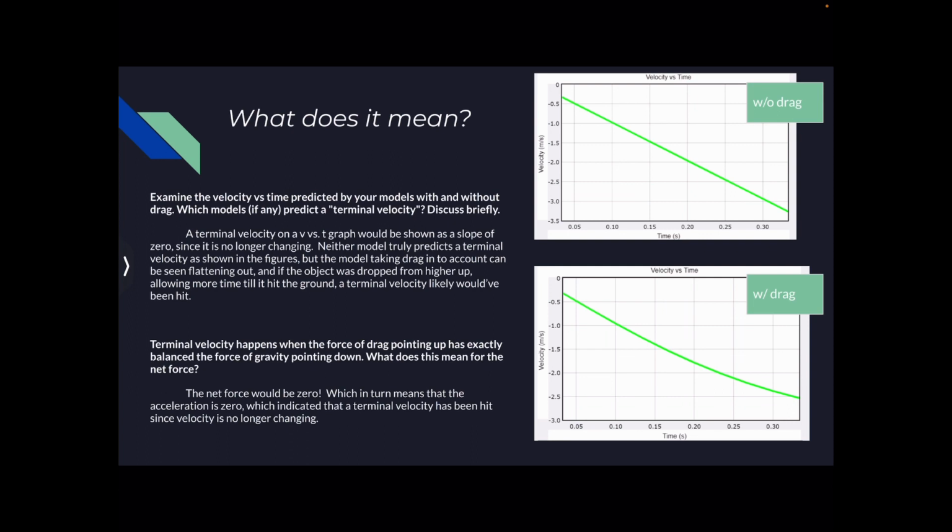Well, a terminal velocity on a velocity versus time graph would be shown as a slope of 0 since it is no longer changing. Neither model truly predicts a terminal velocity as shown in the figures, but the model taking drag into account can be seen flattening out, and if the object was dropped from higher up, which would then allow it more time to hit the ground, a terminal velocity likely would have been hit. Since terminal velocity happens when the force of drag up equals the force of gravity down, this means that the net force would be 0, which in turn means that the acceleration is 0, which makes sense because a terminal velocity means the velocity is no longer changing.